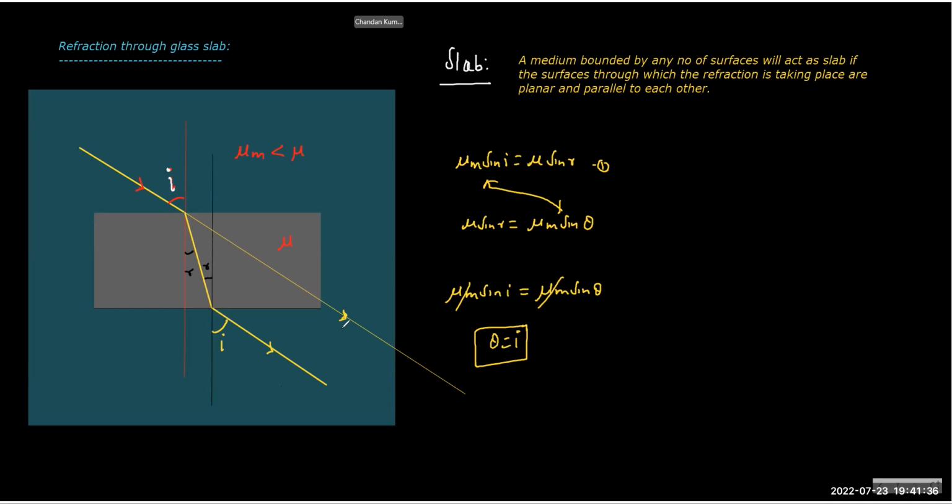So this shift is called what? Lateral shift. So the first question that you need to solve in this chapter is, can you find the lateral shift? And the lateral shift we represent by the symbol Y. So you have simple geometry, and what will be given to you, to be precise, is the thickness of the slab.